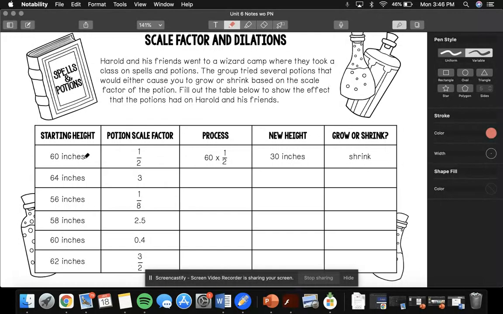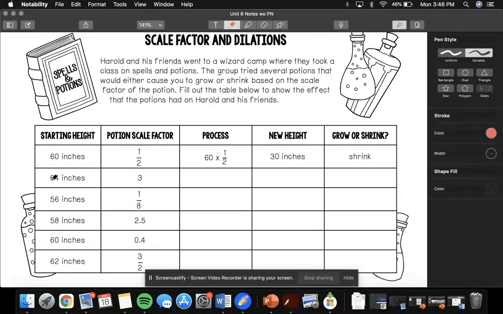Someone that was 60 inches to start off with took a potion with a scale factor of 1/2. So the process was take 60, times it by 1/2, and the new height of the person was 30 inches. So then we ask ourselves, did it grow or did it shrink? We'll do a couple more, and then you guys will do some.